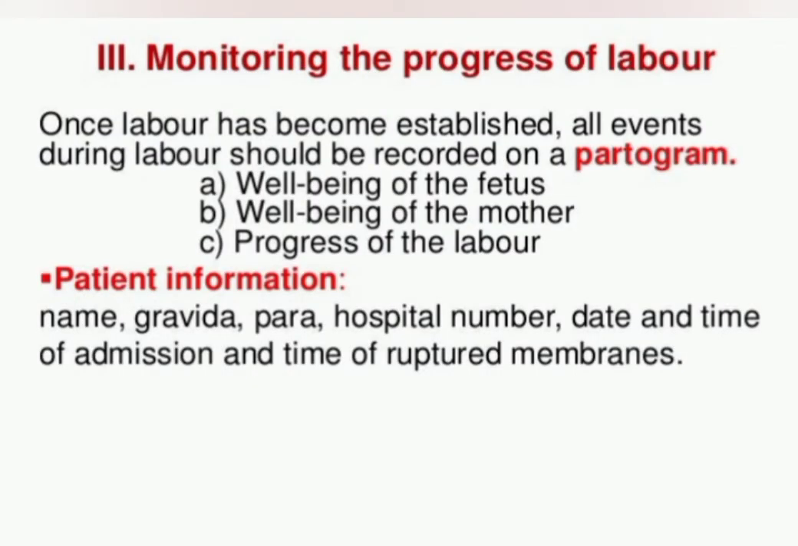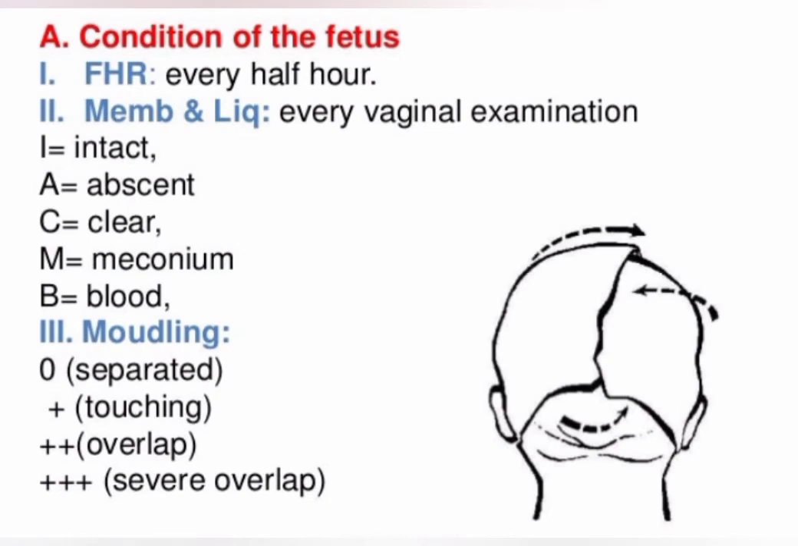The most important thing one should remember while managing the mother is to monitor the progress of labor. Once labor has started, as I have already mentioned, it is necessary to record all the events of the mother as well as the fetus in the partogram chart, so that we can detect the well-being of the fetus, the well-being of the mother, and the progress of labor. All the patient information like name, gravida, para, hospital number, date and time of admission, and time of rupture of membranes needs to be noted in the partograph.